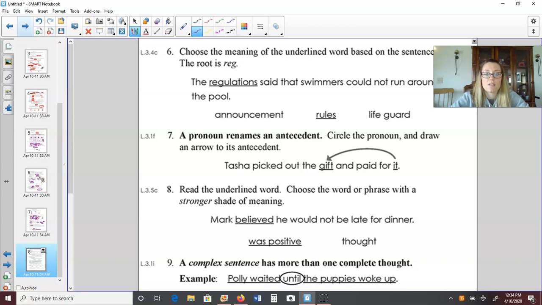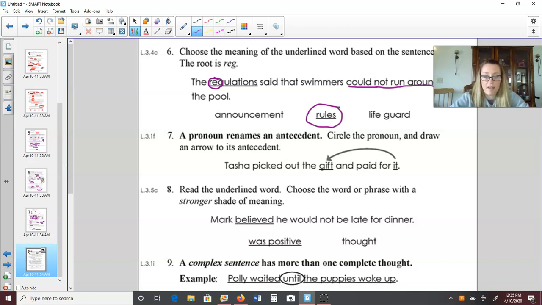The root is reg. So the regulation said that the swimmers could not run around the pool. So we see the root word here is reg. What do you think regulations mean? Could not run around the pool. Keywords there. Do you think regulations are the announcement said, the rules said, or the lifeguard said? Regulations are rules that you follow.